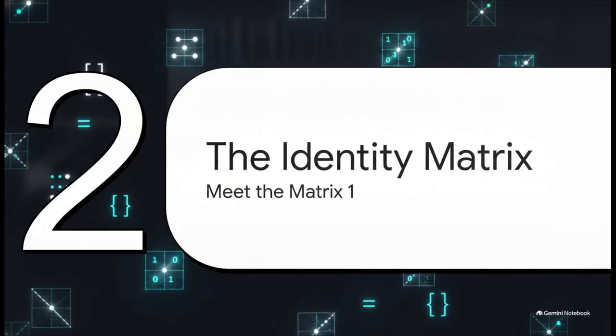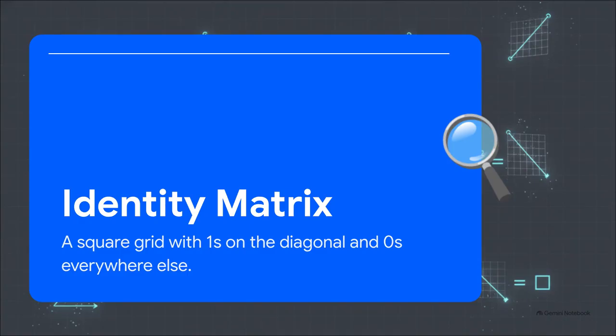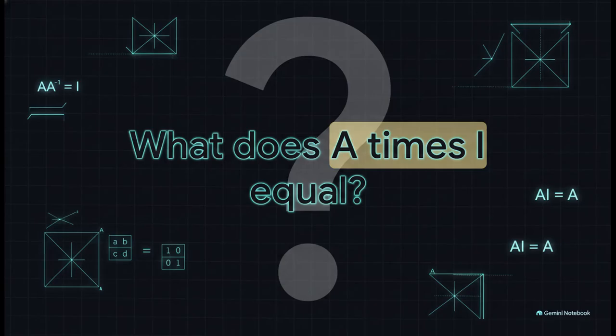Let's jump into section 2, meet the identity matrix. Let's tackle that first question and meet the matrix equivalent of the number 1. For a standard 2x2 case, the identity matrix looks exactly like this. You've got 1s running straight down that main diagonal from top left to bottom right and 0s everywhere else. Now, before we actually calculate this, I want you to actively think about it. Based on everything you already know about the row times column rule for matrix multiplication, what's your guess? What happens when you multiply any random matrix A by this identity matrix I?